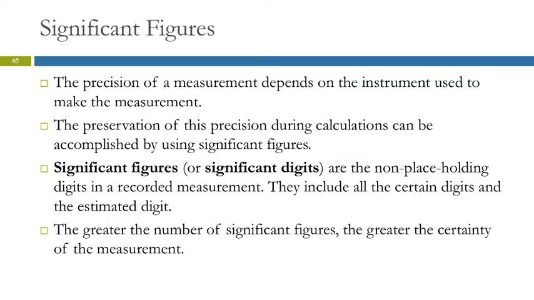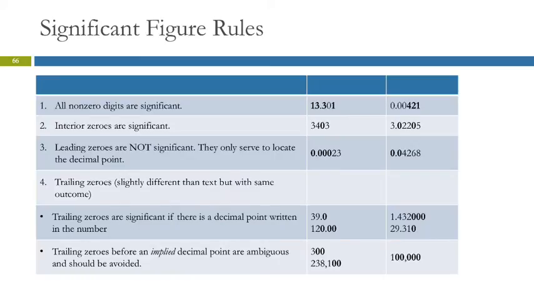So significant figures are significant digits. In a recorded measurement, these are all the certain digits plus the first uncertain digit. So in a properly recorded measurement, all the certain digits, the estimated digit is the last digit. More sig figs, more certainty in the measurement.